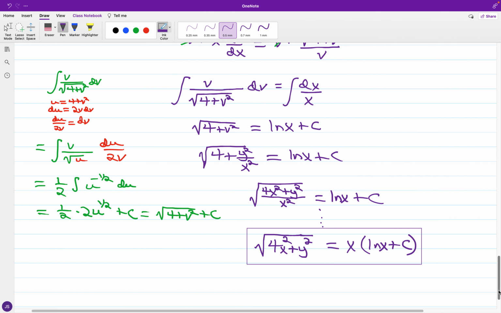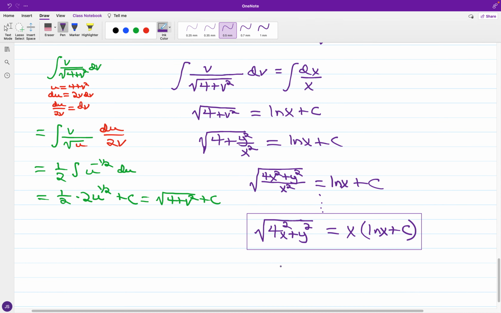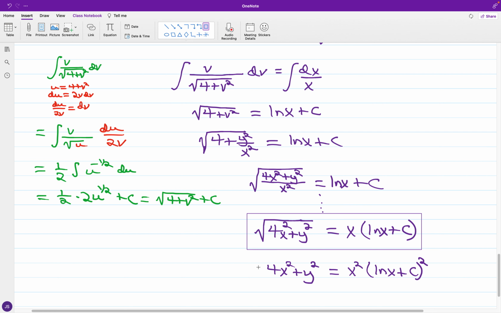And another way that this could be written is to square both sides, whereupon we have 4x squared plus y squared is equal to x squared times the quantity of the natural logarithm of x plus c quantity squared. So this is another way that we can express the result.